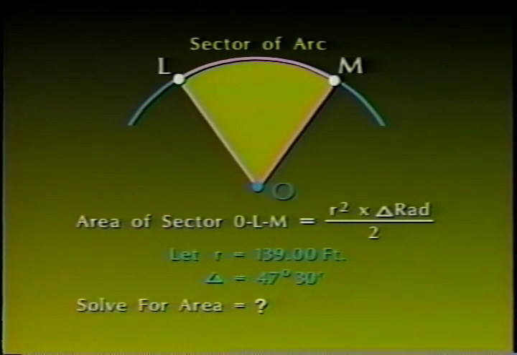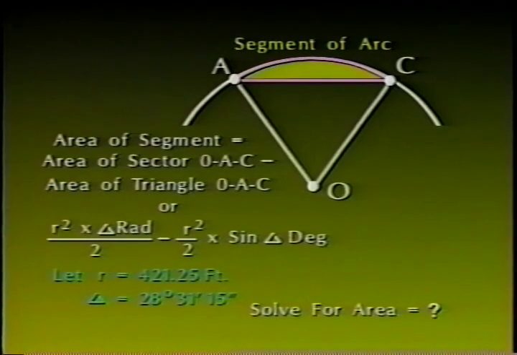Okay, you have turned the tape back on. Let's check your answer. I get 8,009 square feet. What did you get? This screen shows the second curve element under discussion, the segment of an arc. It is the shaded area and is defined as bounded by its arc and the chord for its arc.